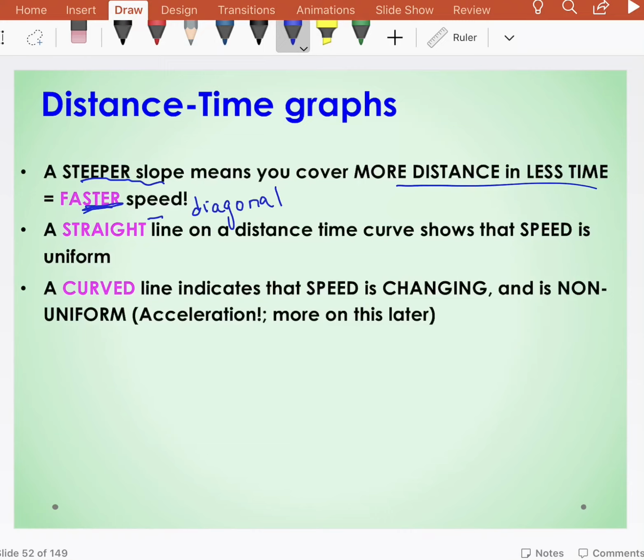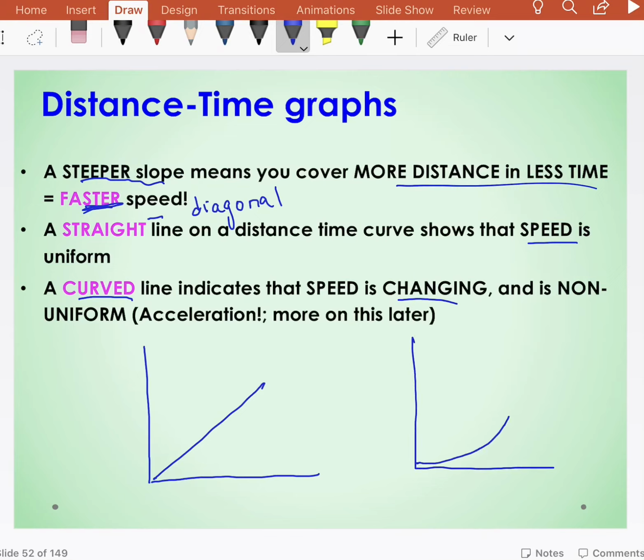A straight diagonal line on a distance time graph is showing you that speed is uniform. So by straight diagonal, I mean this, okay? A curved line on a distance time graph actually indicates that speed is changing and it is non-uniform and it's showing acceleration. So that would look like that. Okay, so you are going to be asked to kind of describe motion after looking at graphs. So this one would show acceleration and this one would show constant speed.